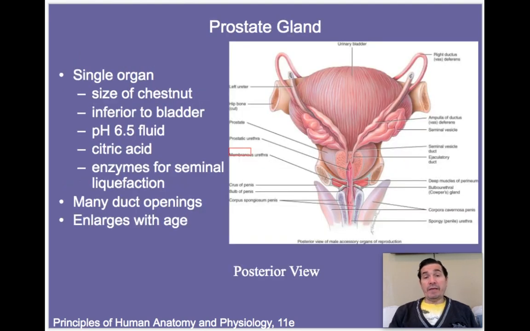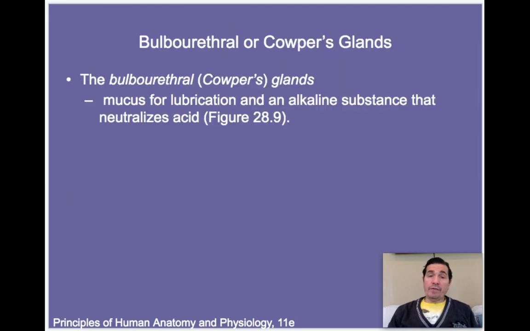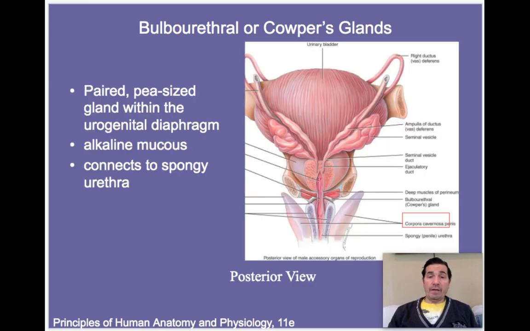So when we're looking at it, it's about the size of a chestnut if you're trying to get a view also. But it has enzymes that will liquefy other substances. And that's important when we're looking at the semen. The bulbourethral or Cowper's gland will create more mucus and it neutralizes acids. And they're pea shaped, they're not that big.